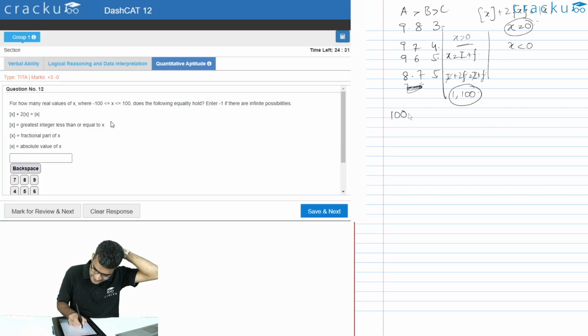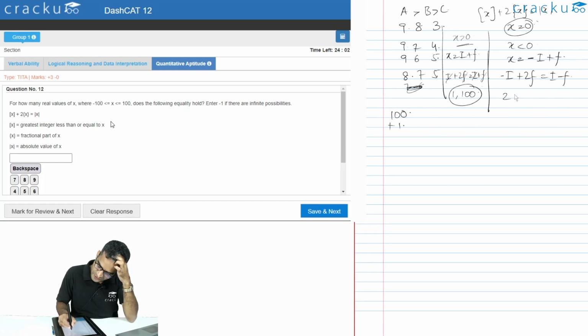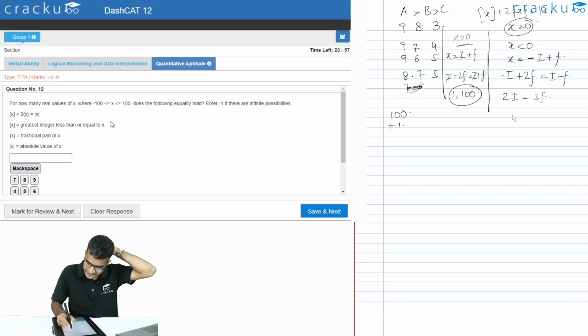So this is 100 plus x is equal to 0 is 1. And now let us look at x less than 0. Then, let us assume x is equal to minus I plus f. Essentially, f is positive and I has to be negative. So over here, what we are told is that minus I plus 2f is equal to minus x. Correct? Minus x will be I minus f. Or we are told that 2i is equal to 3f. Or f is equal to 2 by 3i.